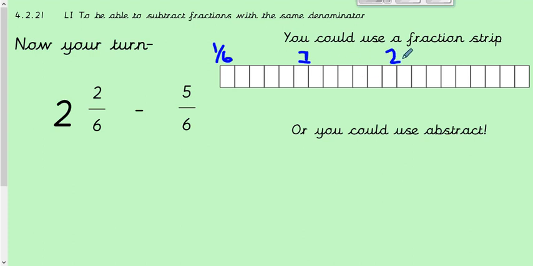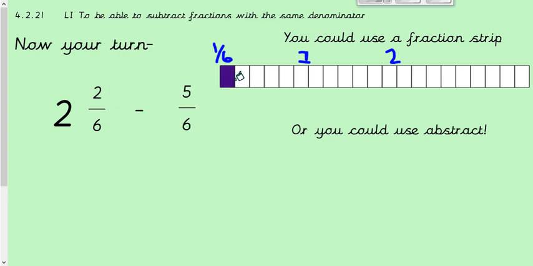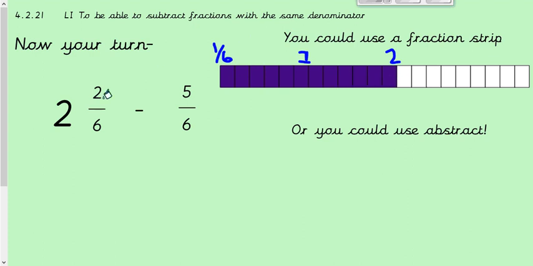And we only need to go up to 2 because I can see it's 2 wholes. So we need to cover 2 wholes. 1, 2, 3, 4, 5, 6. That's 1 whole covered. 1, 2, 3, 4, 5, 6. That's 2 wholes covered, and then 2 extra. So that's 2 and 2 sixths on our fraction strip.